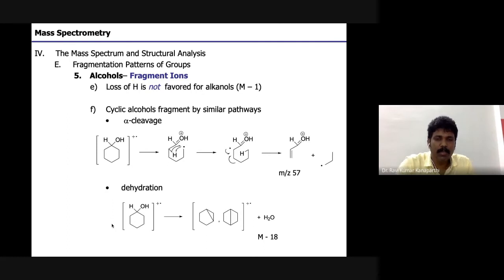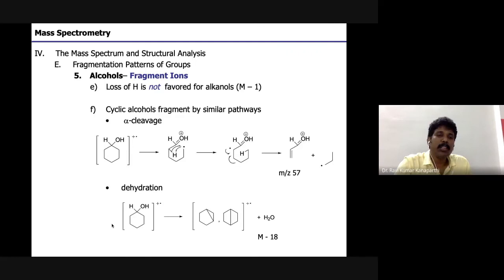Somewhere they used to ask the question, which are the ones that don't give the M minus 1 peak. Always people will think that the alcohol OH is there, so the hydrogen radical will leave, therefore that can be our choice. No, that is not the case. So alcohols actually do not give an M minus 1 peak, whether it is primary, secondary, or tertiary. Please remember that.